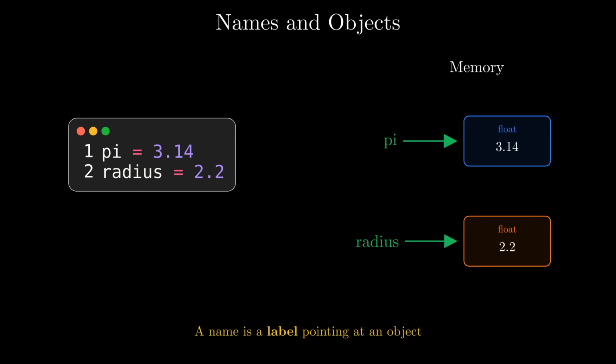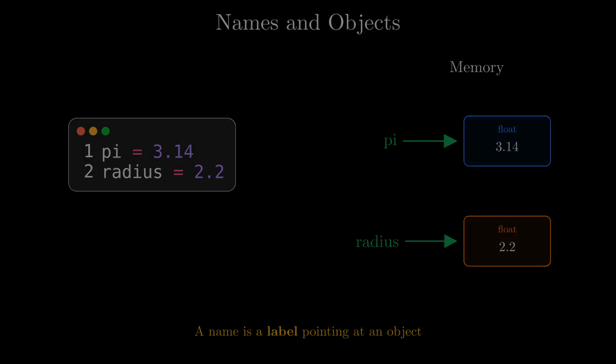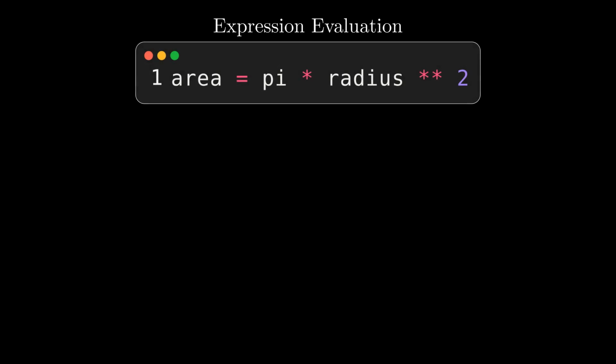The name is not the value. The name is a label pointing at an object. This distinction between names and objects explains everything that follows. Expressions combine objects with operators. Area is set to pi times radius to the power of 2.